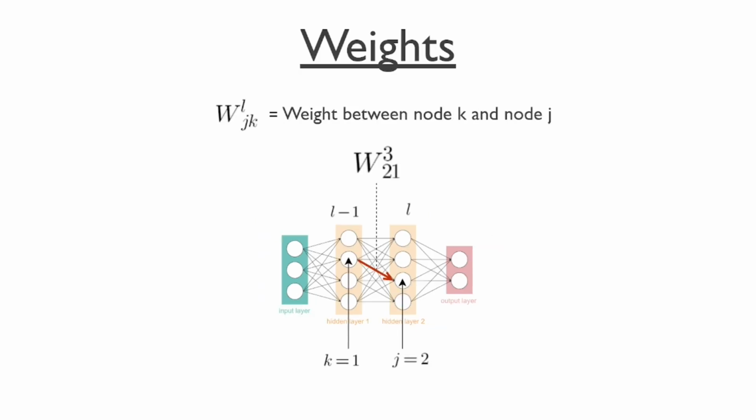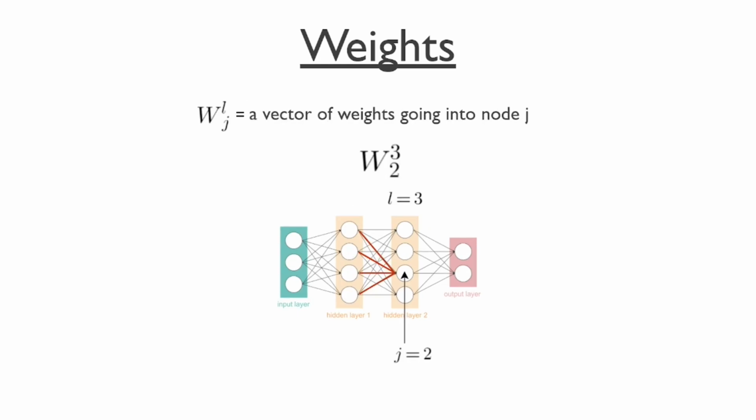We also have the weights within the connections in our network. This will be denoted as W with the superscript l and two subscripts j and k. This gives us the weight of the connection between node k in layer l minus 1 and node j in layer l. For example, this particular weight between node 1 in layer 2 and node 2 in layer 3 will be denoted as W with the superscript 3 and two subscripts 2 and 1.